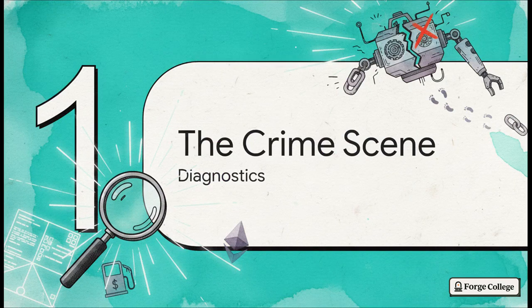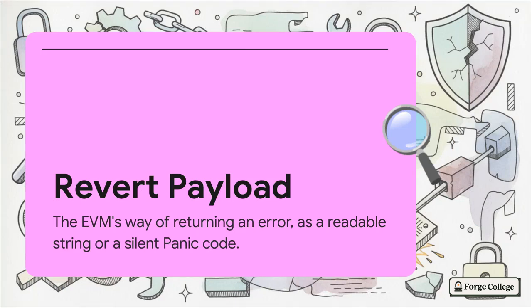All right, starting off with Section 1, the crime scene, focusing on diagnostics. When we're talking about diagnostics, the absolutely fundamental thing to remember is that smart contracts are deterministic state machines. They don't just fail randomly because they're having a bad day. If a transaction reverts, or runs out of gas, or just behaves unexpectedly, it is entirely because the Ethereum virtual machine, the EVM, disagreed with a specific check.